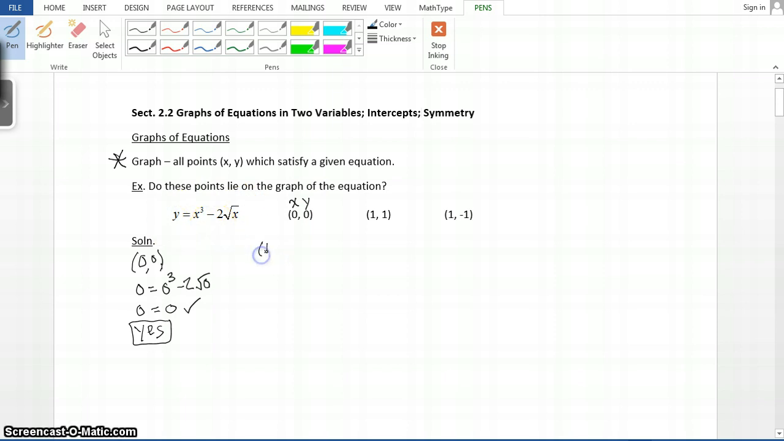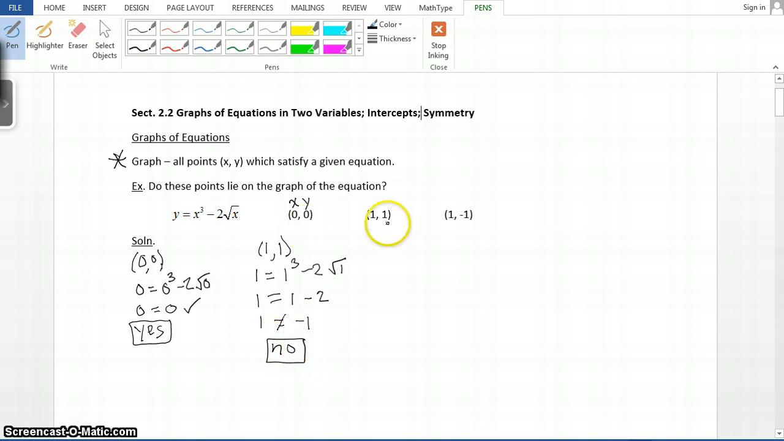Let's check 1, 1. When x is 1, is y equal to 1? 1 equals 1 cubed minus 2 times the square root of 1. Let's check this one out. 1 cubed is 1. The square root of 1 is 1. 1 minus 2. Look, you'll get 1 is equal to negative 1. That is a no.